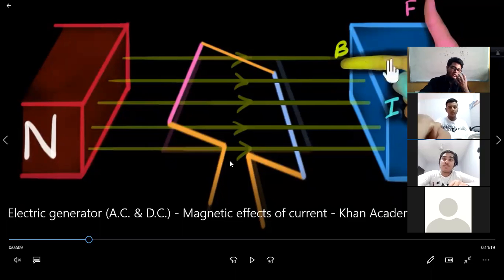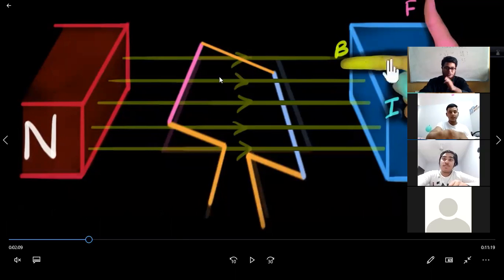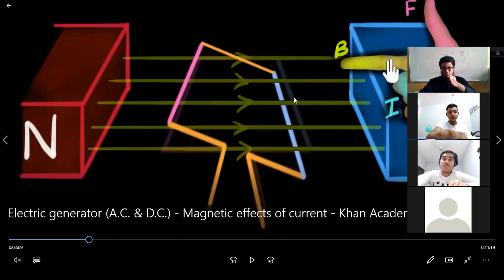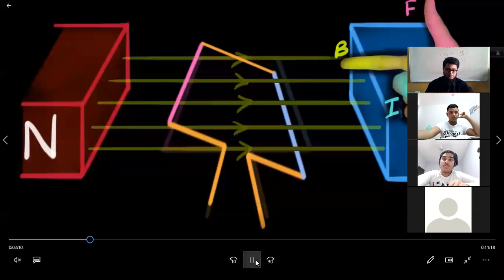But just think about it in this way: when this coil comes to the perpendicular position, what will happen? After the perpendicular position, the pink wire will be coming down and the blue will be coming up. Actually, if I play the video, then I think it will be more clear.